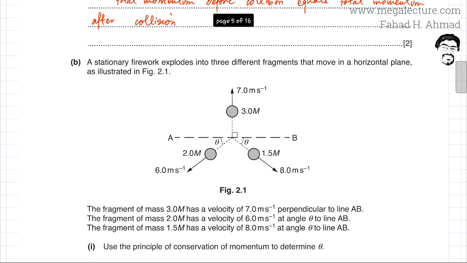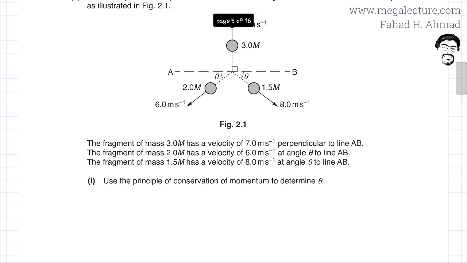So all the masses are provided, and you have to use the principle of conservation of momentum to determine theta. This angle theta needs to be determined. The principle of conservation of momentum says that the total momentum before the collision is equal to the total momentum after the collision. Now in this specific case, the initial momentum is going to be 0.